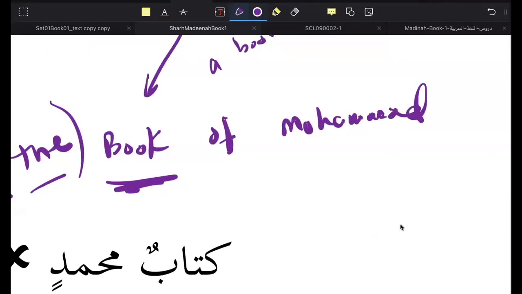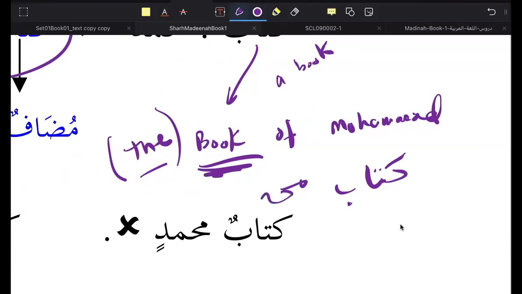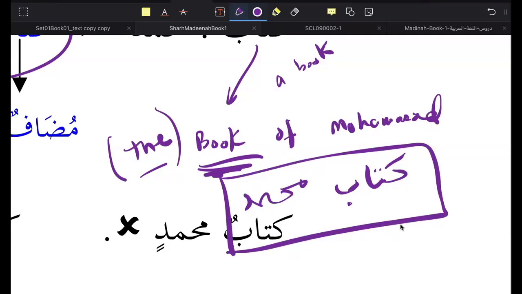So what we do is, the first thing we say, how do you say book? We say kitab. And how do you say Muhammad? We say Muhammad. If we just join these two words side by side like this, we have an idafa construction.